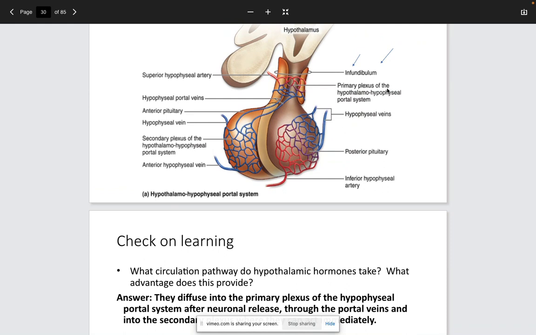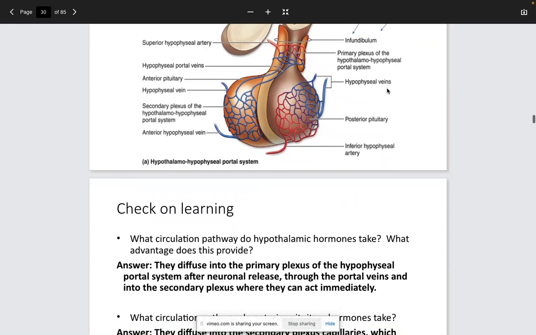This is going to be the major capillary network, which is going to carry these hormones to their respective locations. Then they travel through something called the portal veins into the secondary plexus, where they can act immediately. So you've got a primary plexus here that goes through something called the portal vein into something called the secondary plexus. And the secondary plexus is going to be located right here.